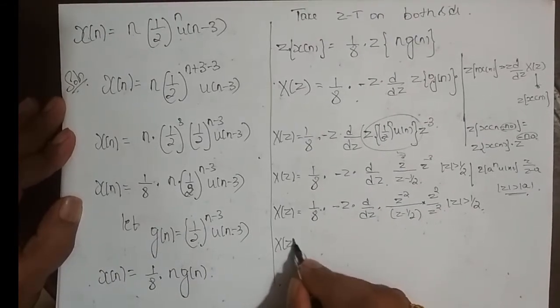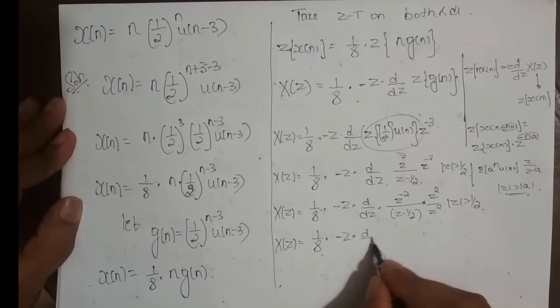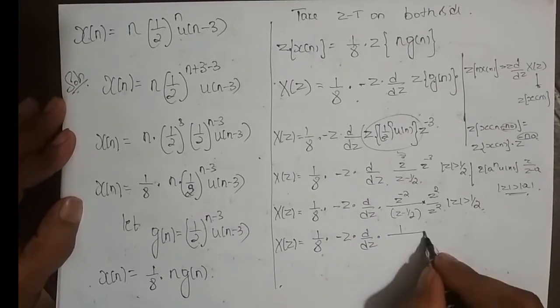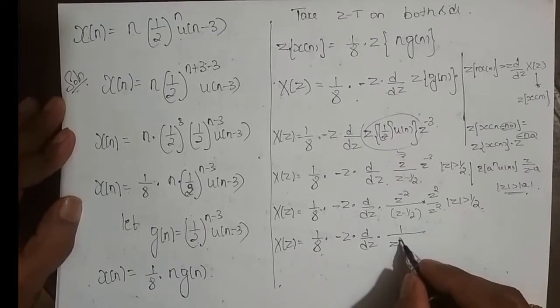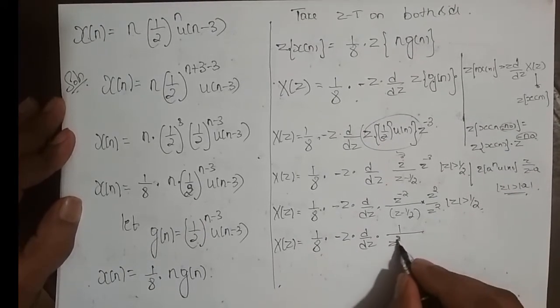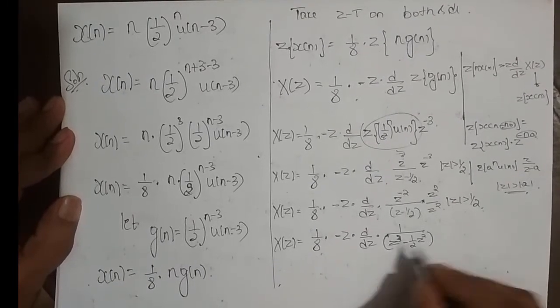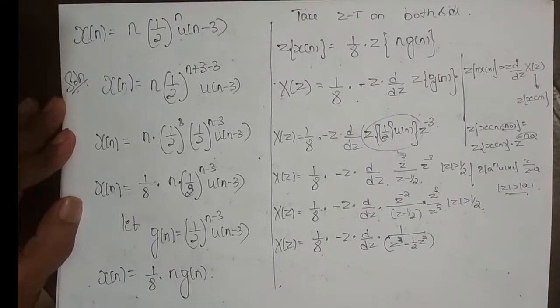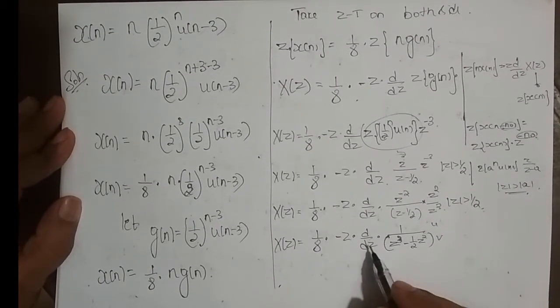Okay, so X of z is equal to what? 1 by 8 into minus z into d by dz of 1 divided by z square, if I multiply this z square inside, what do I get? Z square into z is z cube, minus 1 by 2 times z square. So I just took this z square inside. Fine. Now this is in the form of u by v because I need to differentiate it.